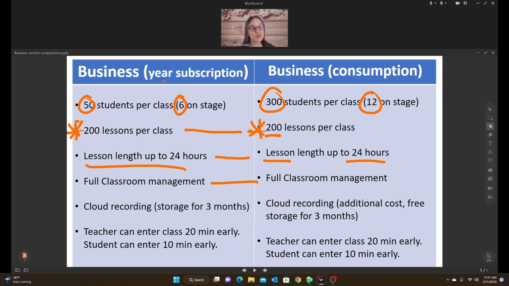So with the subscription model, the cloud recording is included. So it's part of your plan, no additional price, but you can only store it for 3 months. After 3 months, it just automatically gets trashed. You don't have to do it yourself. You don't get any fee for it. It just gets trashed, which just means the students can't view it after 3 months.